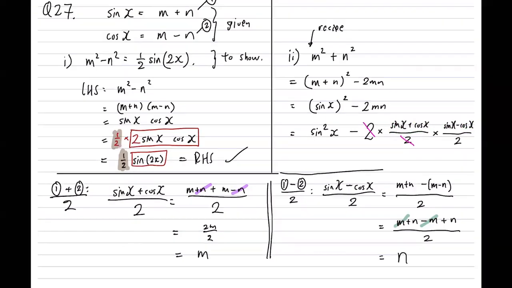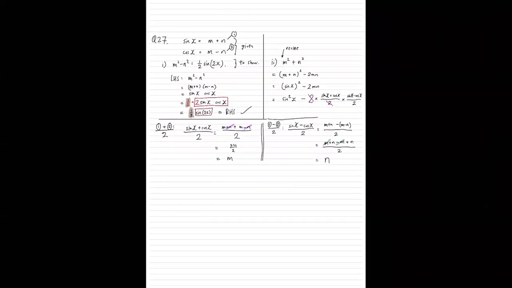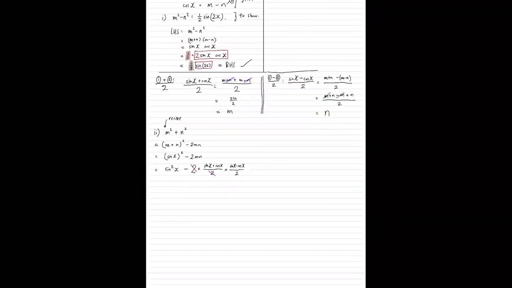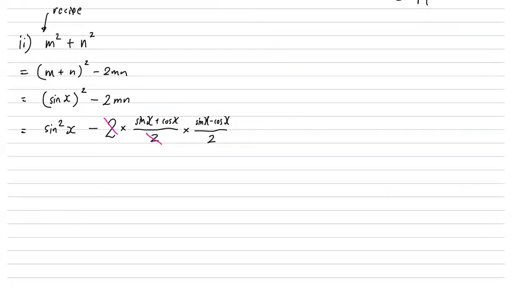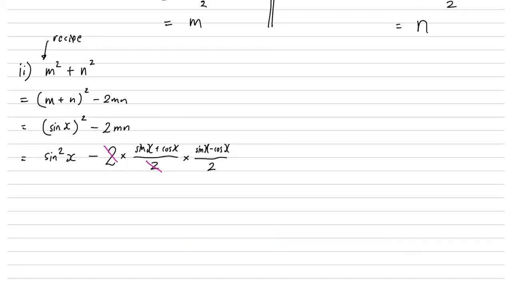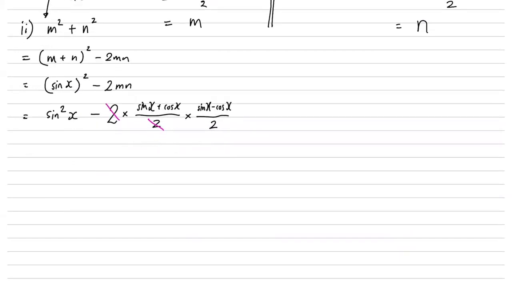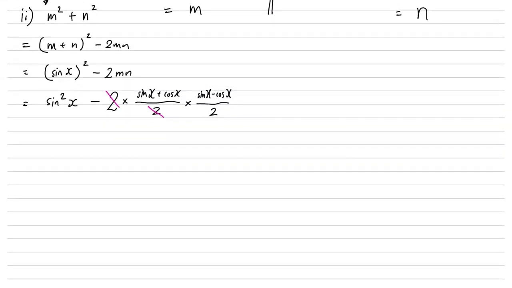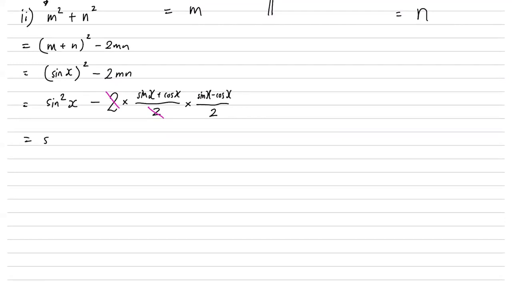Maybe we take it step by step first. I also need more space. Please give me some time to rearrange my working. Okay, we can ignore the rest already. Just focus on this. Clean up a bit. So sine square x minus, there's a fraction here. We got sine x plus cosine x as the numerator of the first fraction, multiplied by the numerator of the second fraction, sine x minus cosine x.